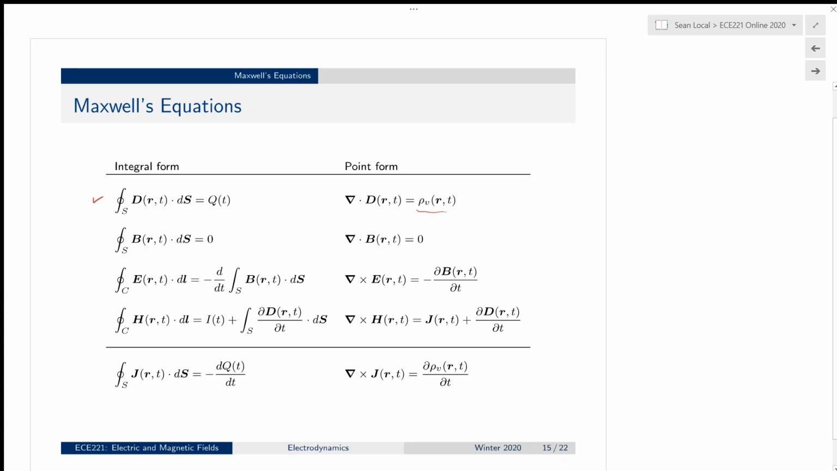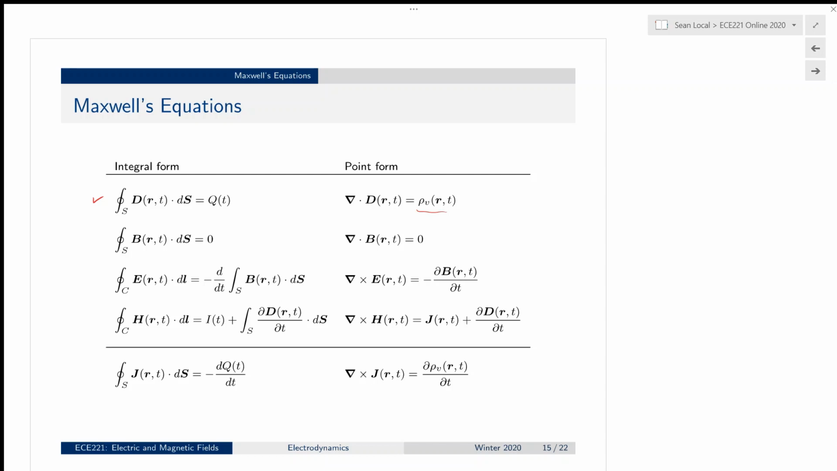One is a macroscopic relation, the integral form. One is a microscopic relation in point form. And the point form equation basically tells us that D fields always possess a non-zero divergence if there are charges present. And we know that case to be true for the electric and electric flux density fields.